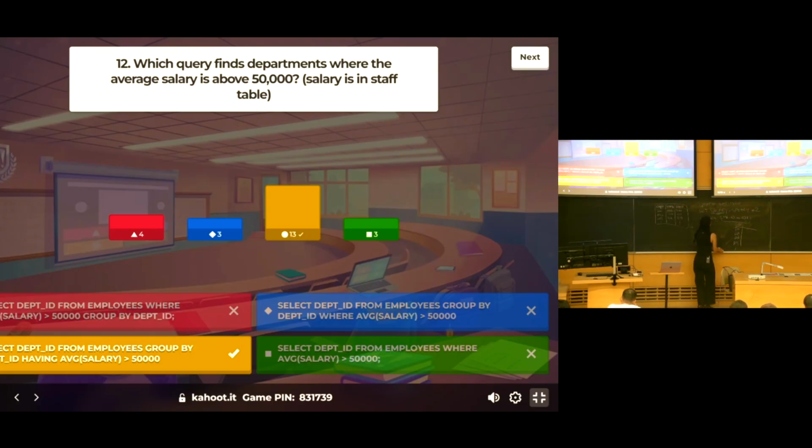So I would expect something like this. It asks for departments, so I want department ID. Where the average salary, so I also want to see average salary, right, is above something. I want to see, for example, B10, B15, B20, and so on. In this resulting table, I want to see these distinct departments, right?